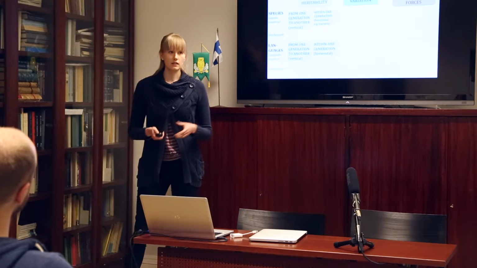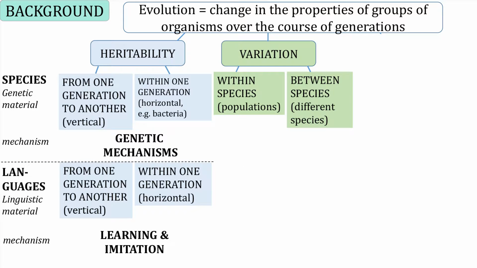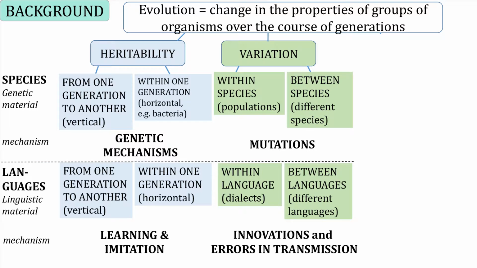And the mechanisms by which these are transmitted in these two fields are, for genetic material, genetic mechanisms, to say it broadly, and with languages it's learning and imitation. All right, variation. As we saw, there is variation, and when there's a small amount of variation, these different individuals are considered to belong to the same species, but different populations in it. But if there's a large amount of variation between these groups, they are considered to belong to different species. Similarly, with languages, if there's a small amount of differences between populations or dialects, they still belong to the same language, but when there's more of those differences, they belong to different languages. Again, there are mechanisms which produce variation: with genetic data, it's mutations, and with language data, it's innovations and errors in transmission.